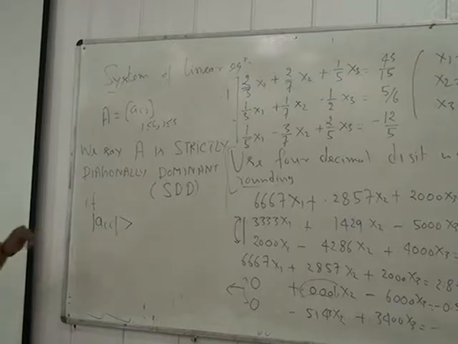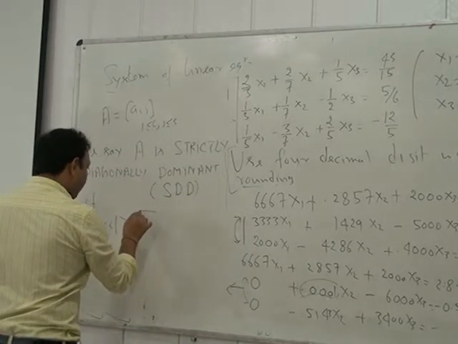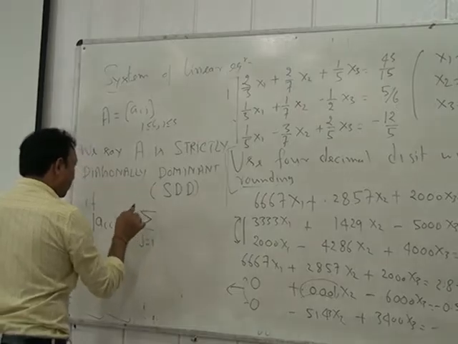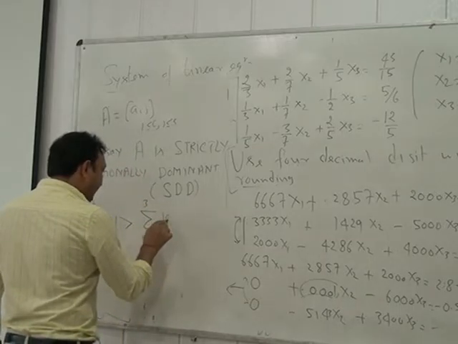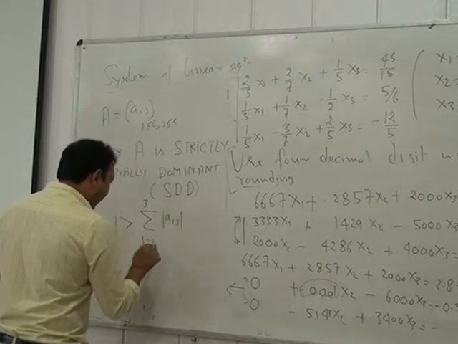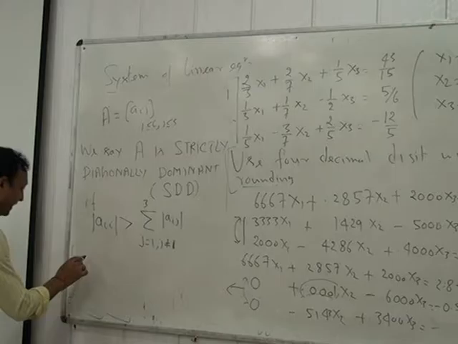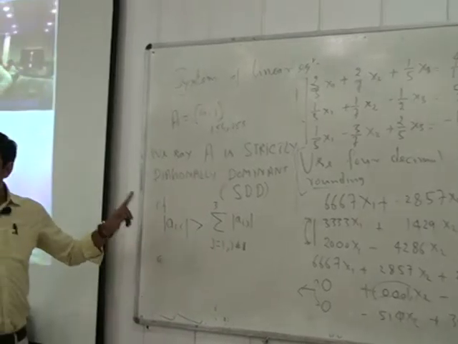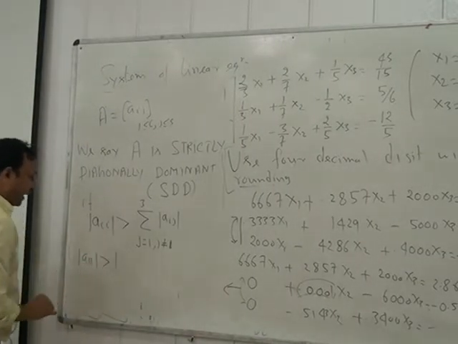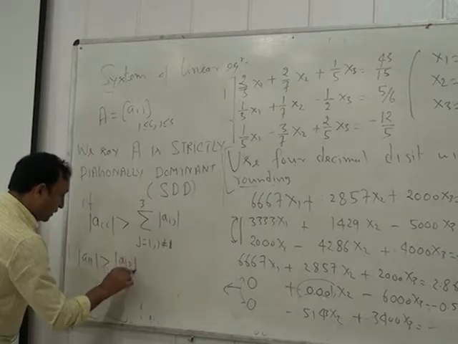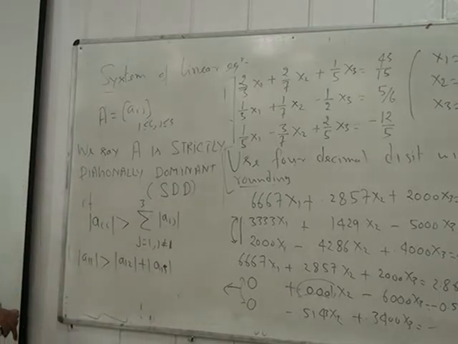the sum over the row, that is, the summation for j going from 1 to 3 because you have 3, of A_ij, with j not equal to i. Precisely, suppose you fix A11, so i is 1. Then A11 should be strictly greater than A12 plus A13. That is the meaning.